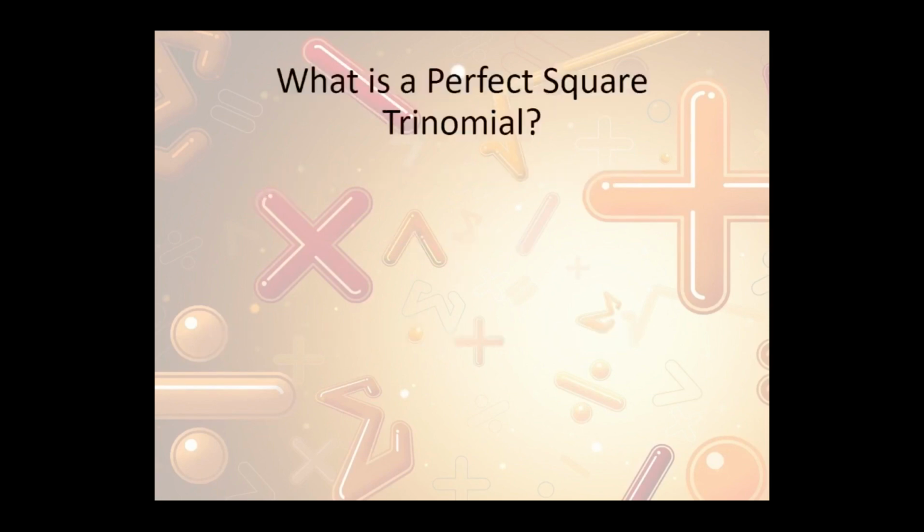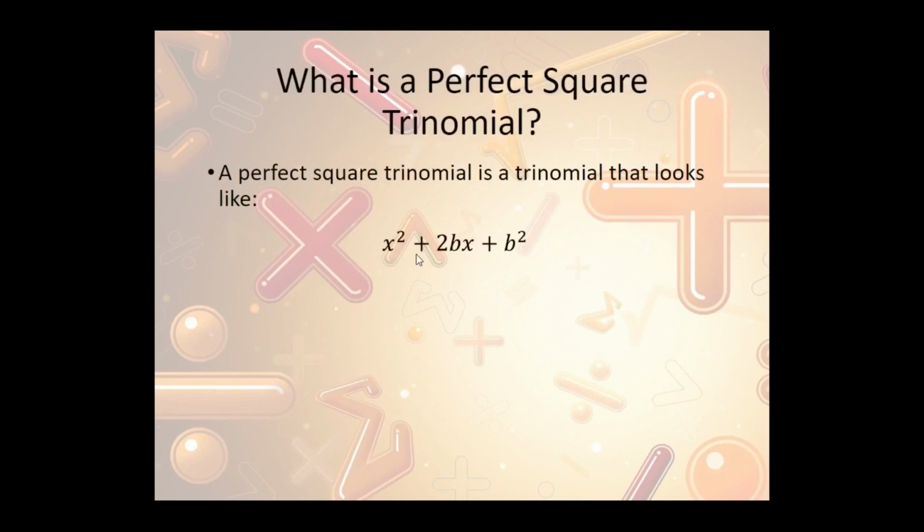Now, what is a perfect square trinomial? A perfect square trinomial is a trinomial that looks like this: x squared plus 2bx plus b squared. So b is some value, actually a constant, and the middle number should be exactly double it.